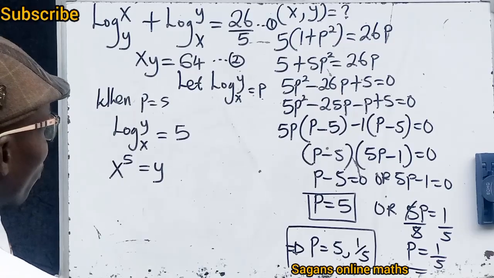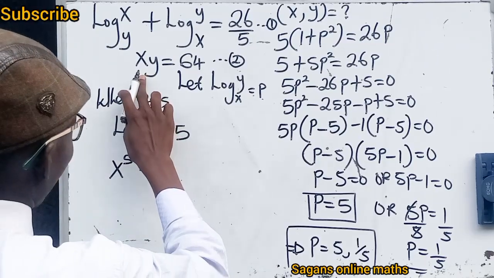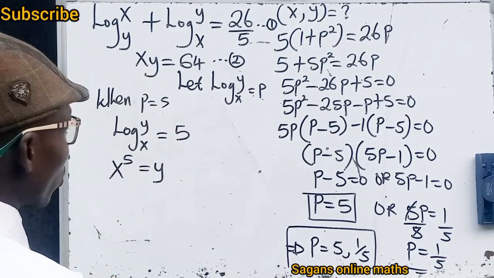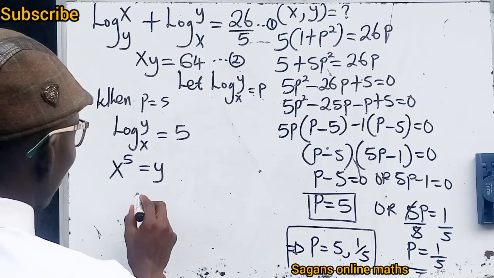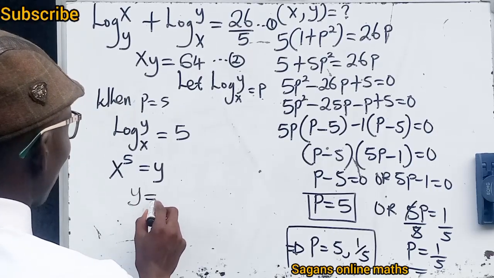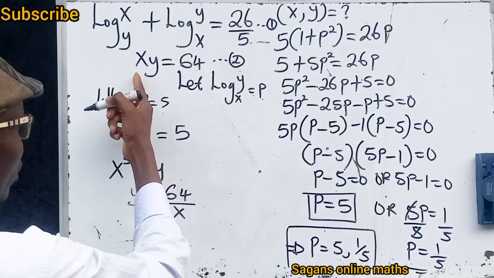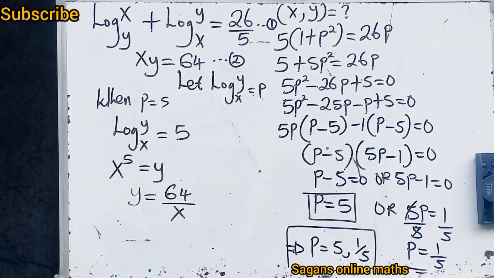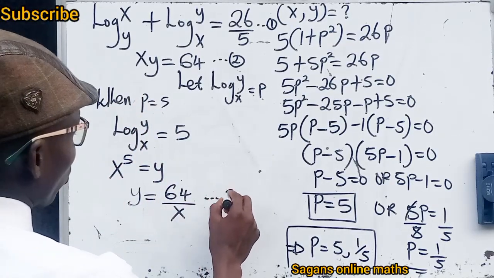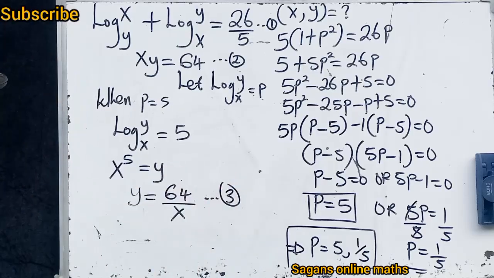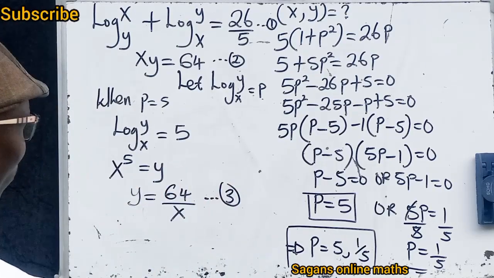If we make y the subject of the formula, that means we divide both sides by x. That means y from equation 2 will be equal to 64 divided by x, by dividing both sides by x. Let me call this equation 3.